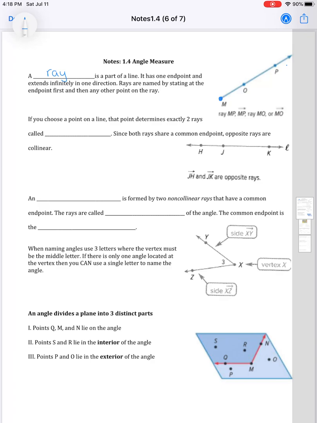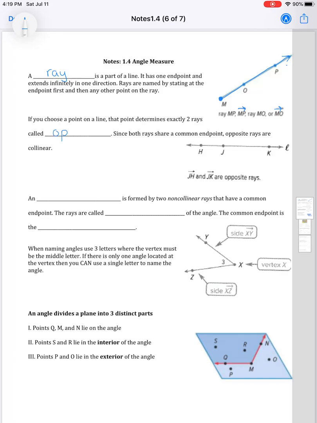In this particular case, M is the endpoint, and then you can pick anything going to the right on that line. So ray MP, ray MO. You can use the ray symbol, which is a line that only has one arrow, because it's only directed in one direction. You have a few options there, but you have to start at M. You can't start at O or P.